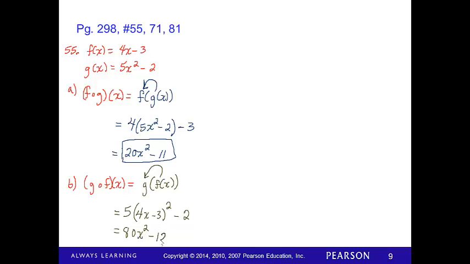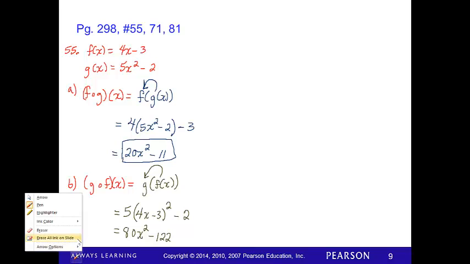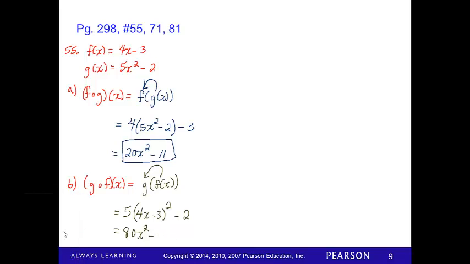Hold on for a second. I'm working this out as well as you, so you work it out on your papers, and hopefully we can match up together. So that's 16x squared minus 24x, and then of course plus 9. And that would make 80x squared minus 120x plus 43.